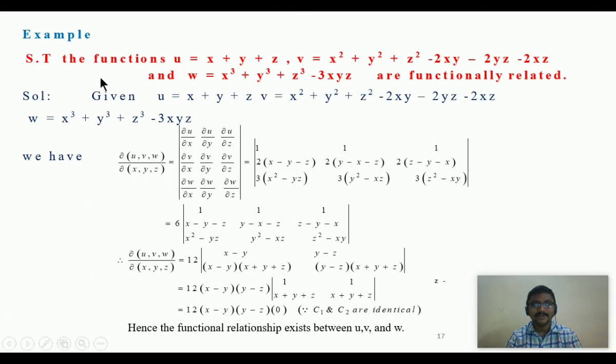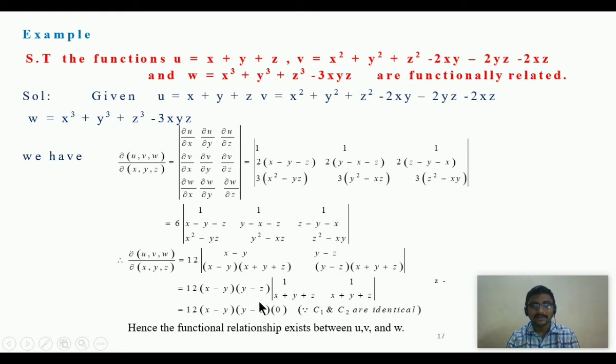Another problem, show that the functions u, v, w are functionally related. Functionally related means we have to show that the Jacobian value is equal to 0. Computing the partial derivatives which are required in dou of u, v, w by dou of x, y, z whose determinant. So the partial derivatives are computed, substituted, and then simplifying. To simplify, we have to take out the common. That is, 2 is taken out as common in the second row, and 3 will be taken out as common in the third row. That is, 2 into 3 is 6, and simplifying the determinant.